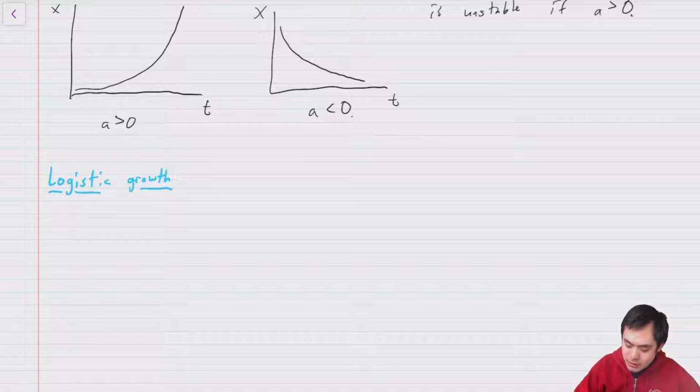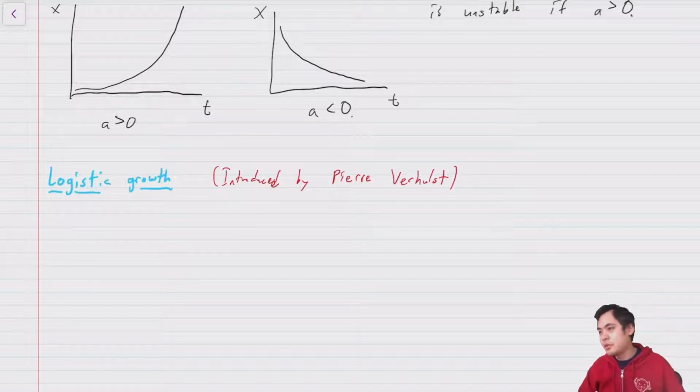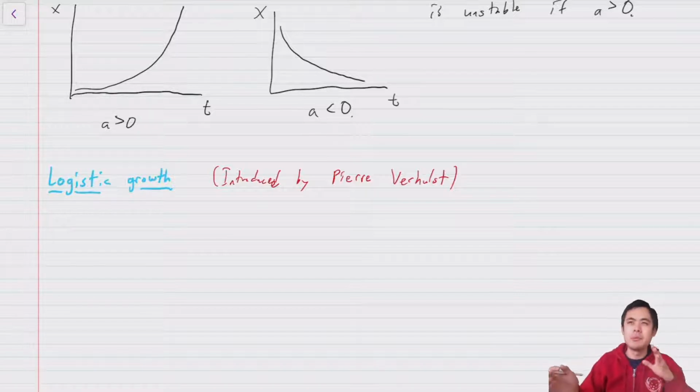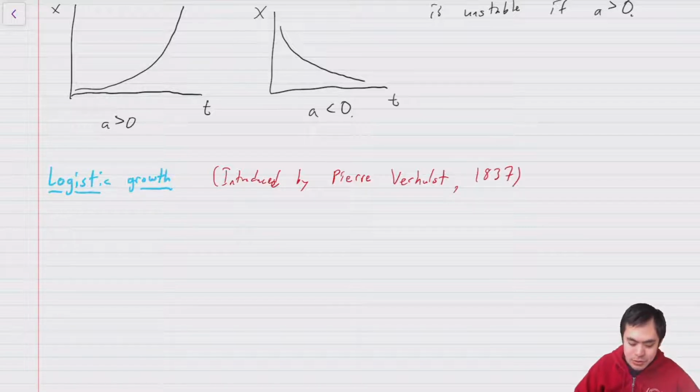So this was introduced by Pierre Verhulst. So we don't call this Verhulstian growth, though we sometimes do refer to the equation as Verhulst's equation, just like sometimes in population studies we refer to exponential growth as Malthusian growth. And this was also, let's say, 1837. So this was a while ago. And what we are assuming now is that the rate of growth is a decreasing function of population size.